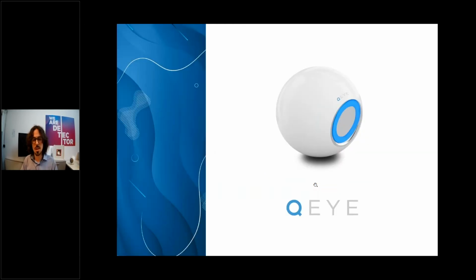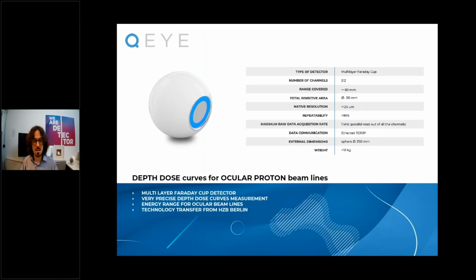Okay, let's move to the ocular proton beam line. Since last year, we started to develop and work on this particular field, starting with QI. QI is a successful technology transfer from Helmholtz Center in Berlin. They produced a prototype of it, and then we industrialized it and made it a medical product. It's a multi-layer Faraday cup made of 512 channels to cover a range up to 70 millimeters. That's basically the range to be covered in ocular proton treatments.